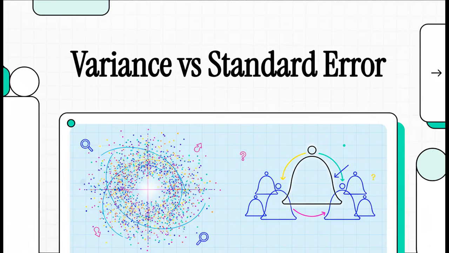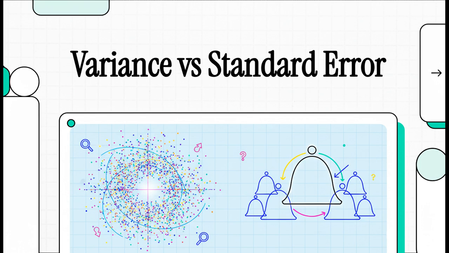Have you ever looked at a chart, seen those little eye-shaped error bars, and just kind of nodded along, not really sure what they mean? Or maybe you've read a study and seen two numbers that looked almost identical, but were used in completely different ways? Well, today we're going to clear all that up.